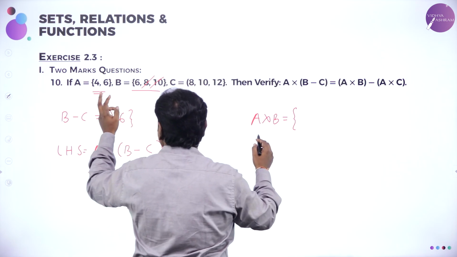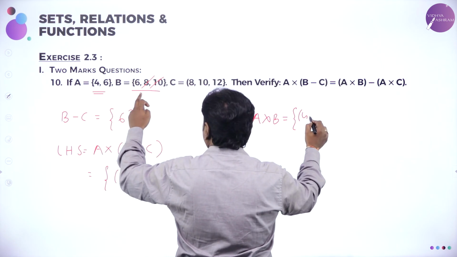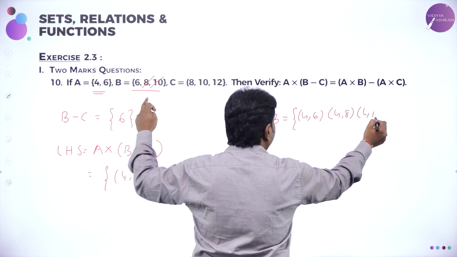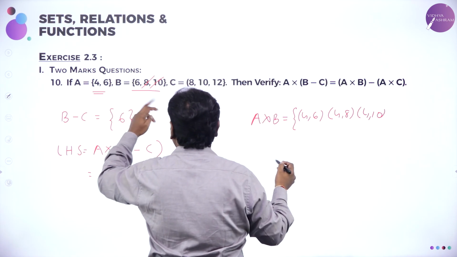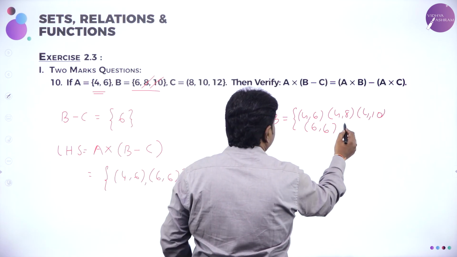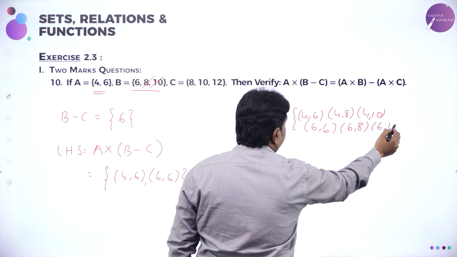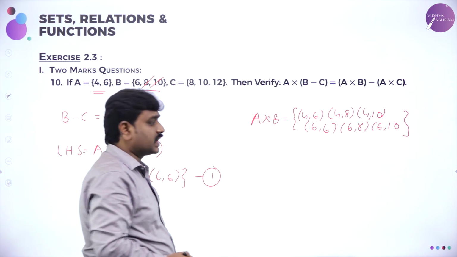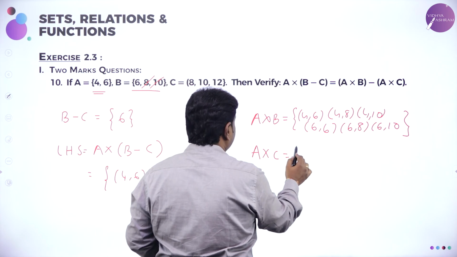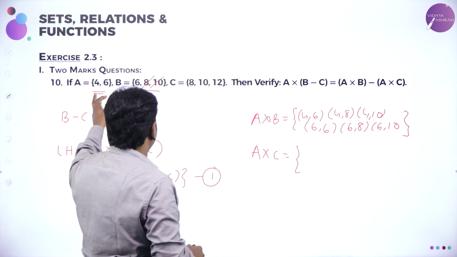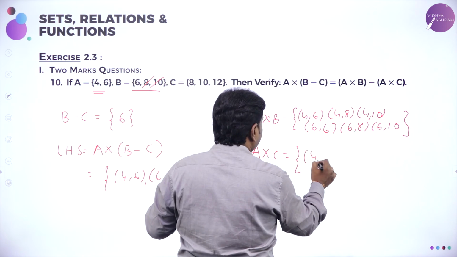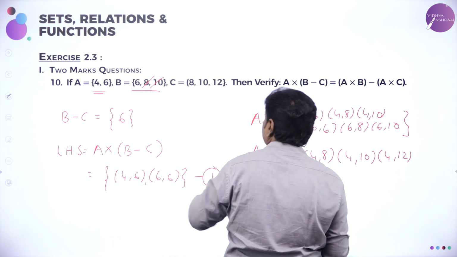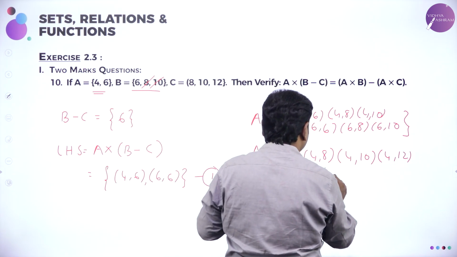First find A cross B. What is A cross B? Club A with B. Then it will become (4, 6), (4, 8), (4, 10), then (6, 6), (6, 8), (6, 10). That's it. So we got A cross B. Now we go for A cross C. What is A cross C? Cartesian product of A and C: 4 with 8, (4, 8), (4, 10), (4, 12), then (6, 8), (6, 10), (6, 12).